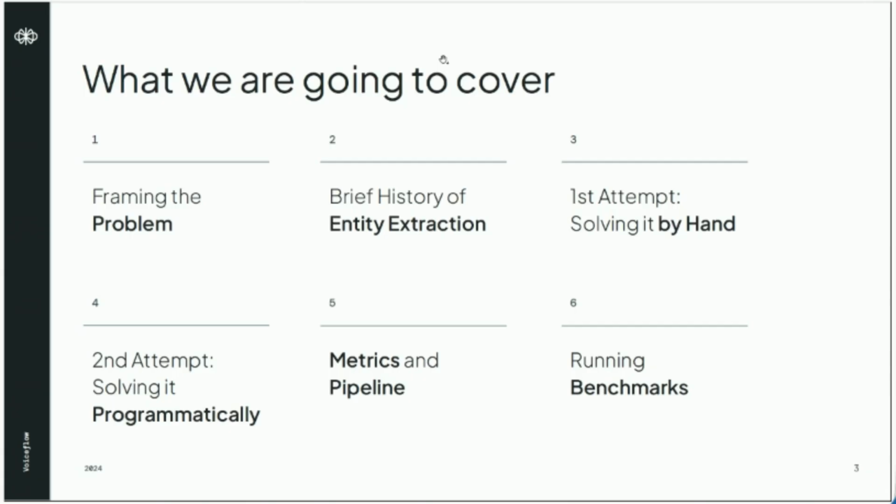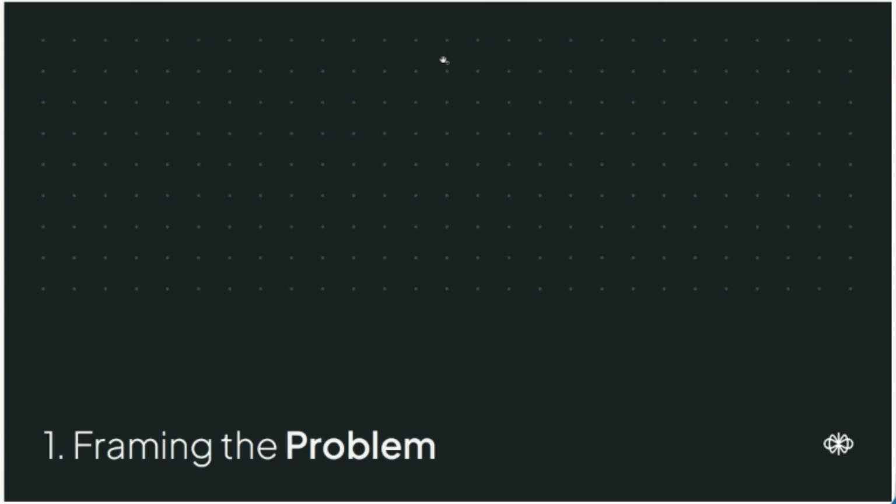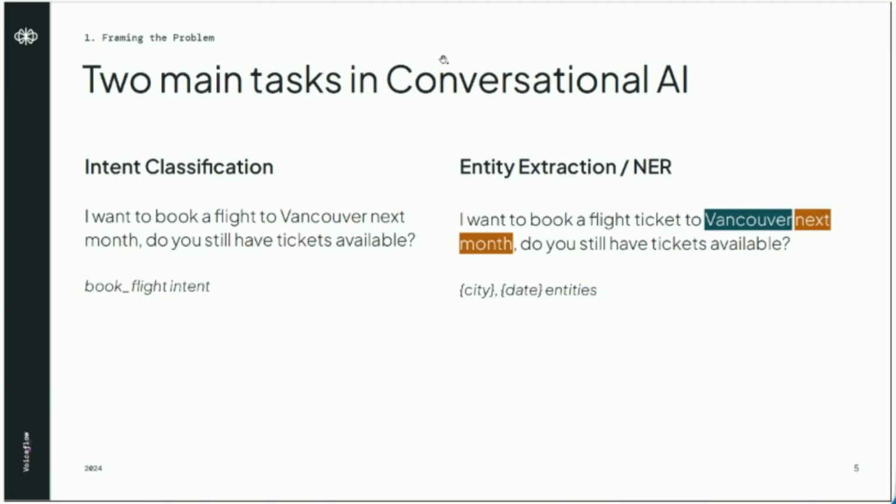What we're going to cover today is we're going to start by framing the problem statement, like what was the problem we're trying to solve, and then lead to a brief history of entity extraction, all the way leading up to LLMs. Then our first attempt at solving it by hand and how that went, and the second attempt to solve it like an engineer, and then walking you through the exact metrics and pipeline we used in the technical implementation. And at the end, we'll show you some benchmark results from all the attempts that we tried throughout this process. Okay, starting with the problem statement.